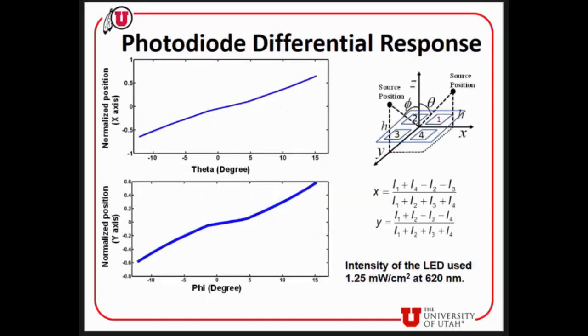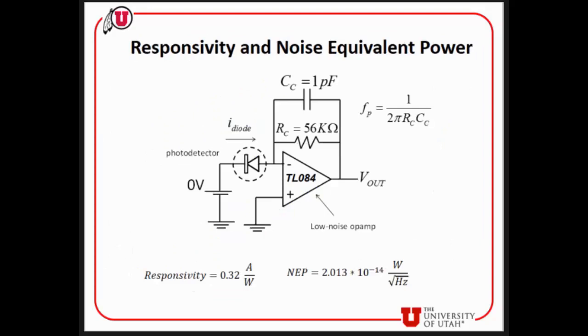This slide shows the plots of the normalized X and Y positions of the spot based on the currents we got from the four different photodiodes, that is I1, I2, I3, and I4. And finally, we also measured the responsivity and noise equivalent power for our device. The circuit that we used, which is shown in this slide, has a TL084 op-amp, and the detector and readout circuit display a responsivity of 0.32 amperes per watt and a noise equivalent power of 14 watts per square root of hertz.